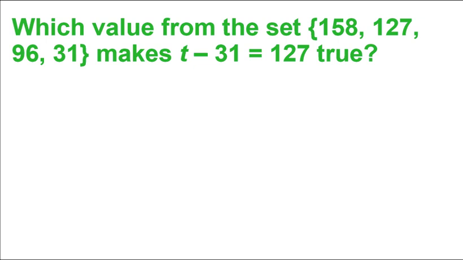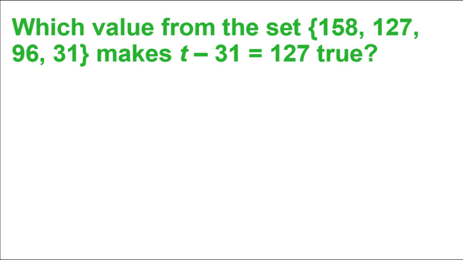The other way with problems like these, it's asking which value from the set makes t minus 31 equals 127 true. Well, what we can do is take the possible solutions they give us and plug them in. That's what a solution is. A solution is what makes an equation true.